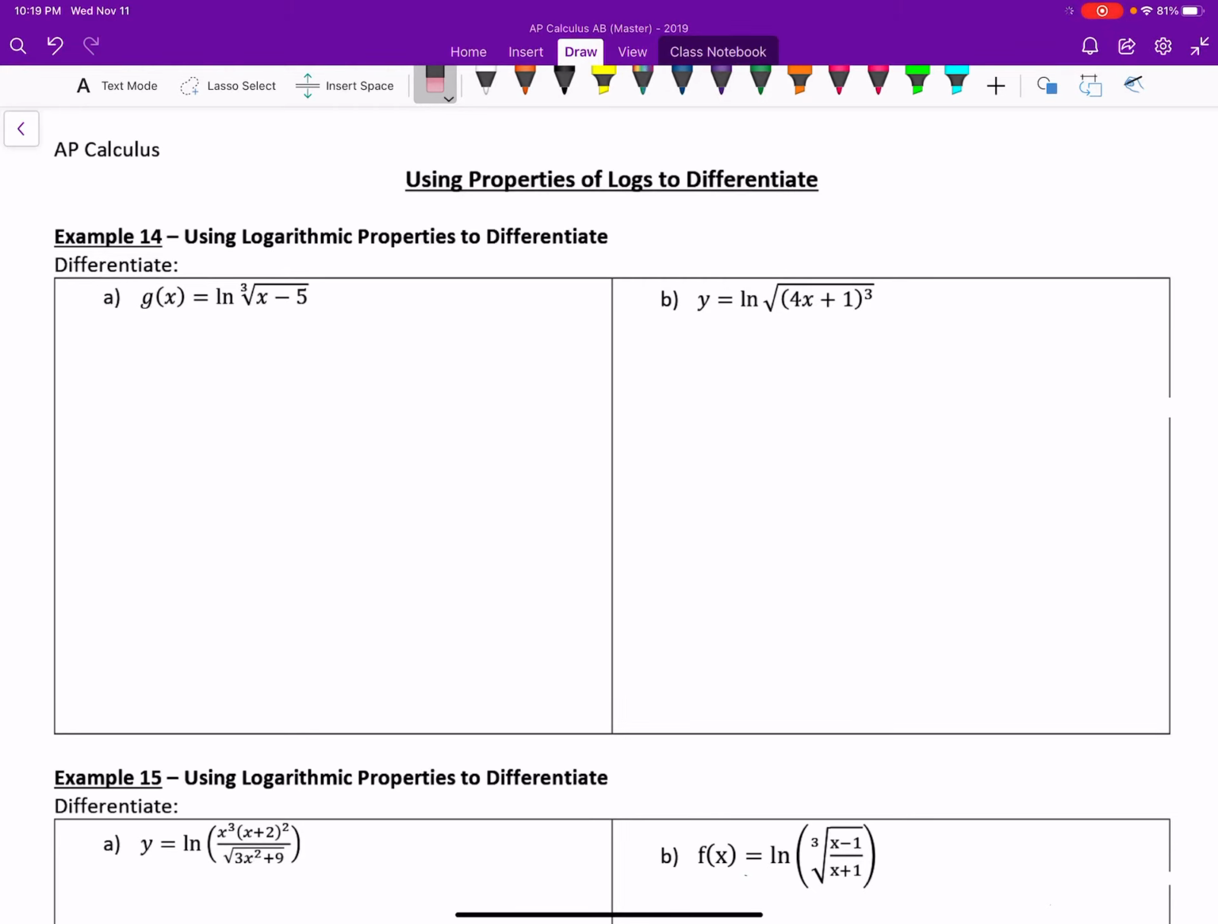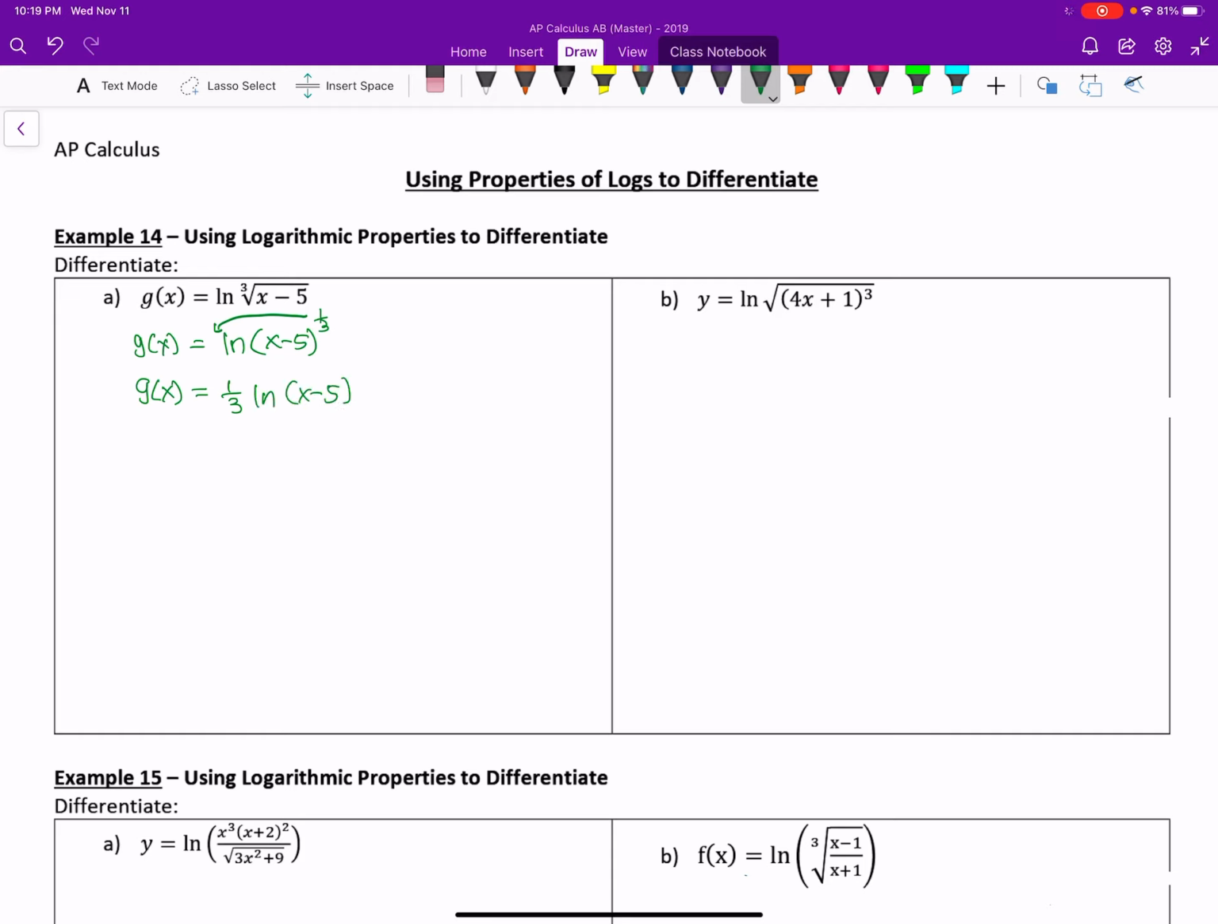The benefit of logarithmic differentiation is that logarithms have properties that can make things a lot simpler. So, for example, I can expand some logarithms to make my life a little bit easier whenever I deal with logarithms. So, example 14, I'm going to rewrite this as g of x is equal to the natural log of x minus 5 to the 1/3, but because of a logarithmic property, I can pull the 1/3 out in front. So I can rewrite this as g of x is equal to 1/3 natural log of x minus 5.